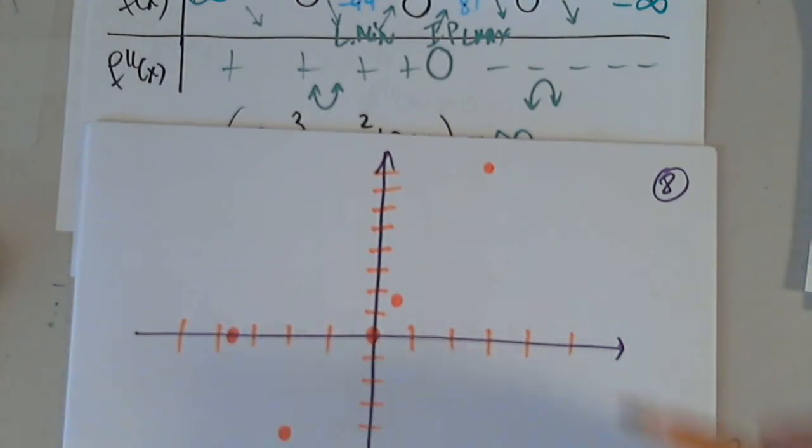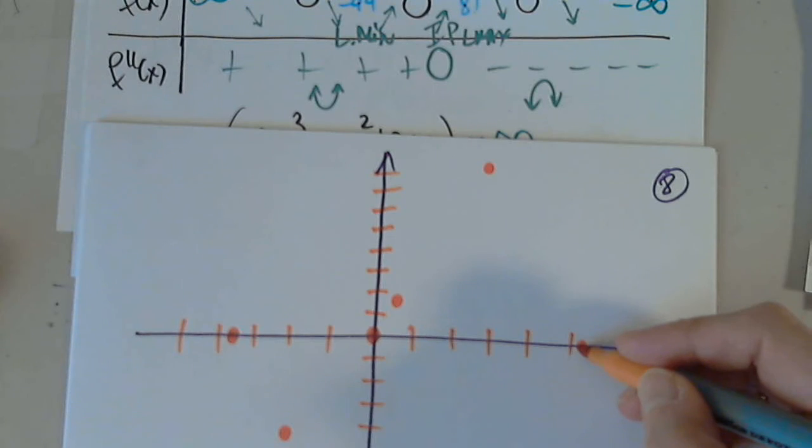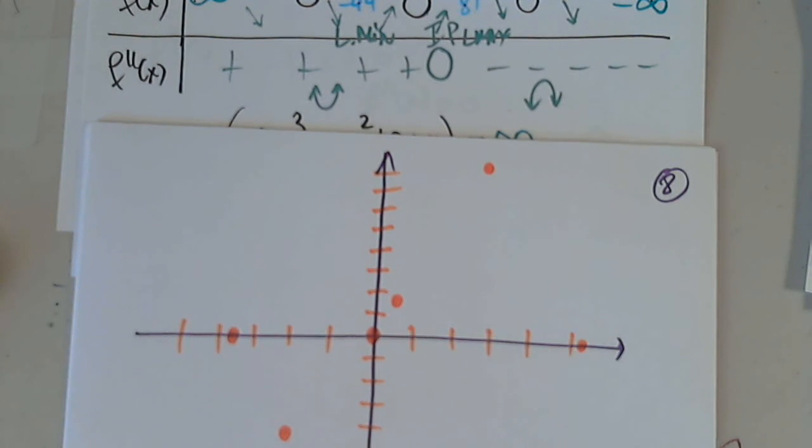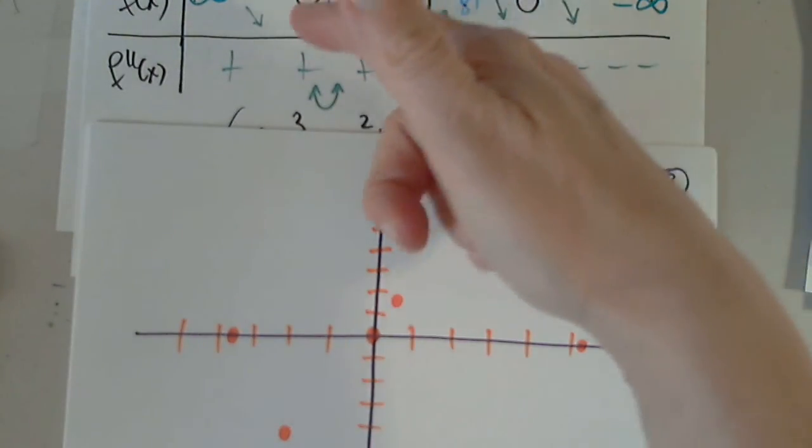Okay, so I have 5.6. 1, 2, 3, 4, 5.6. Okay, so I have all my points plotted. So now I have to look everywhere. What do I mean by everywhere? Just literally everywhere. First derivative, second derivative, increasing, decreasing.